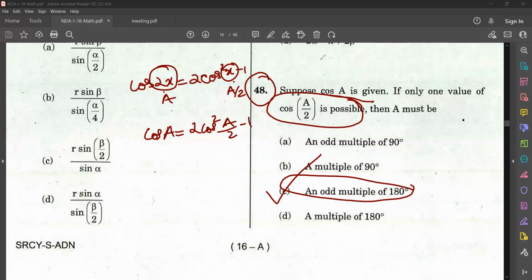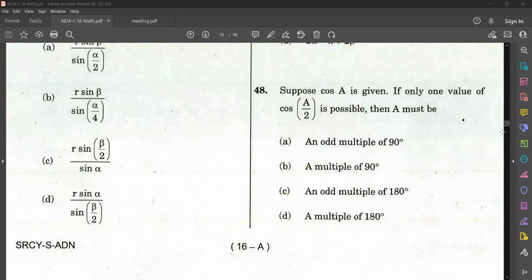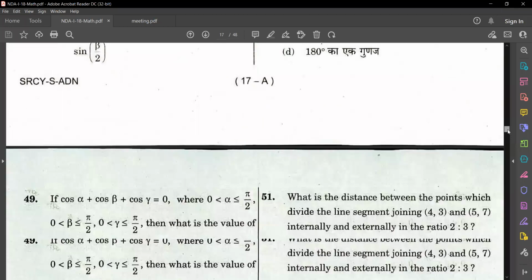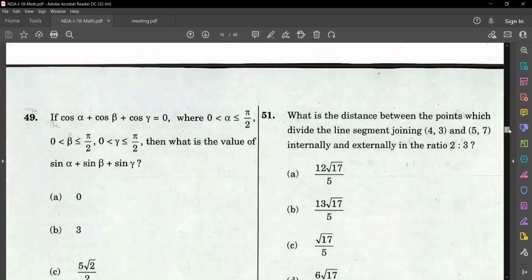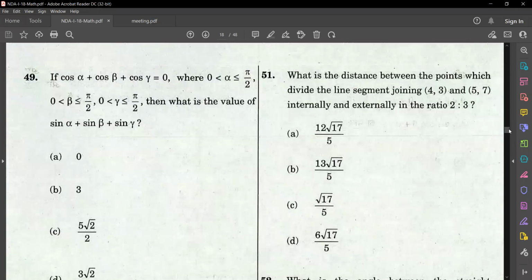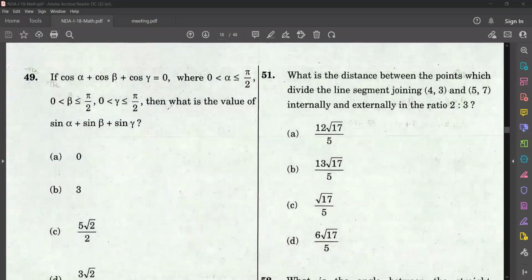Moving to the next question. Question number 49. What they have given? Cos alpha plus cos beta plus cos gamma is equal to 0. 0 less than alpha less than or equal to pi by 2, 0 less than beta less than or equal to pi by 2, 0 less than gamma less than or equal to pi by 2. What is the value of sine alpha plus sine beta plus sine gamma?